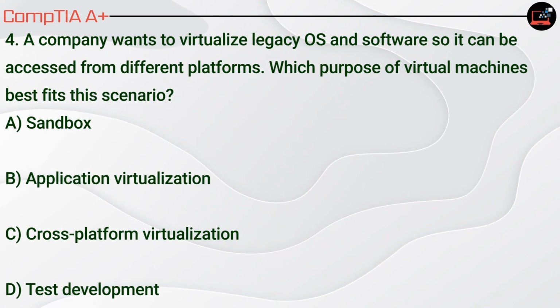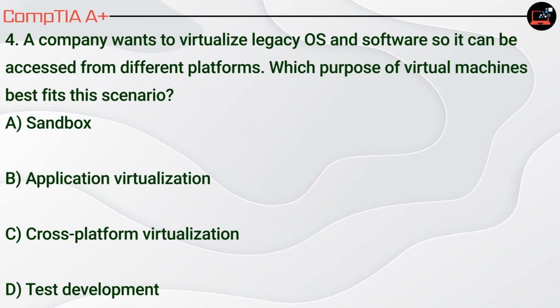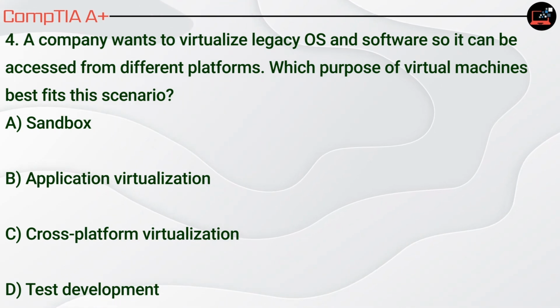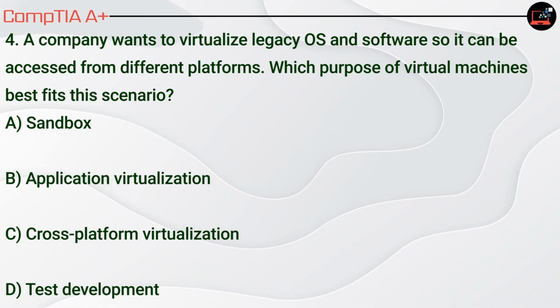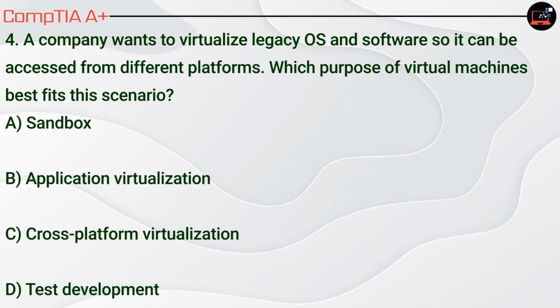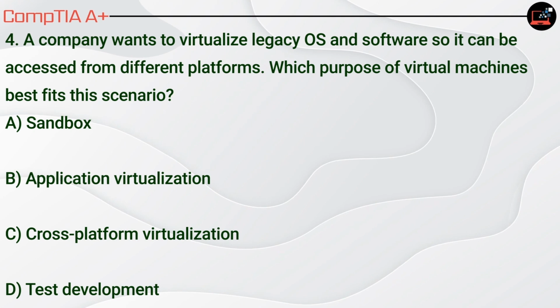Four. A company wants to virtualize legacy OS and software so it can be accessed from different platforms. Which purpose of virtual machines best fits this scenario? A. Sandbox. B. Application virtualization. C. Cross-platform virtualization. D. Test development.